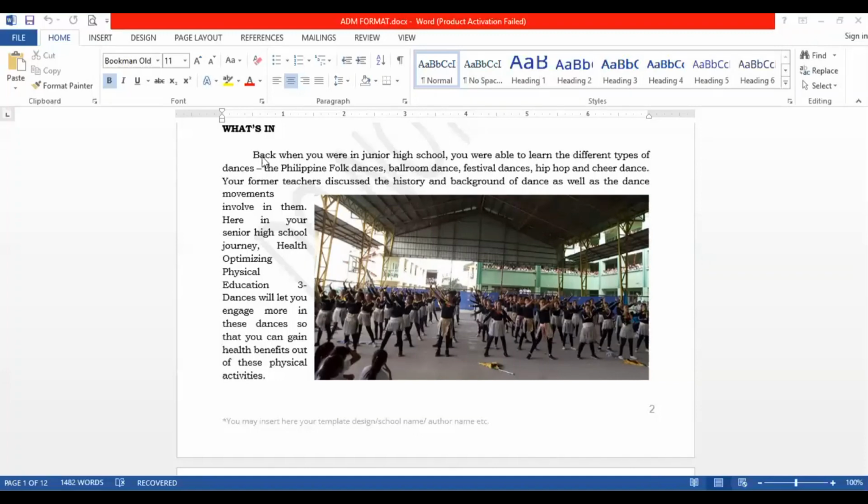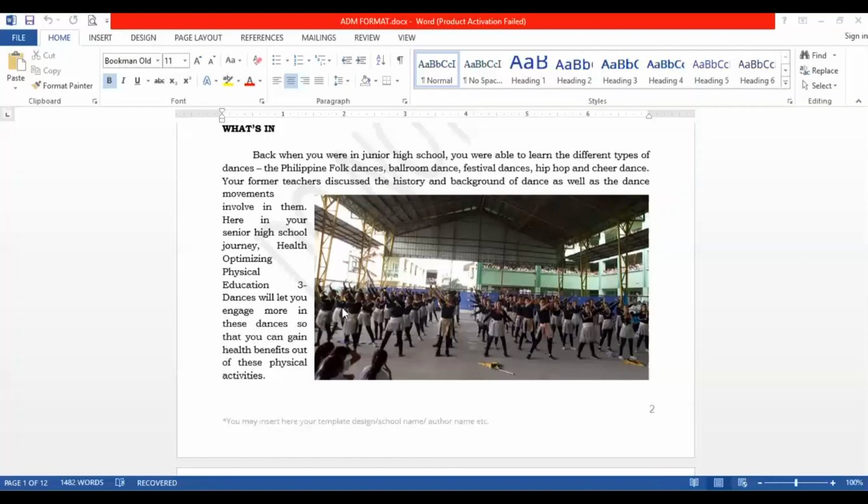Look, back when you were in junior high school, you were able to learn the different types of dances. The Philippine folk dances, ballroom dance, festival dances, hip-hop, and cheer dance. Your former teachers discussed the history and background of dance, as well as the dance movements involved in them. Here in your senior high school journey, Health Optimizing Physical Education 3 dances will let you engage more in these dances so that you can gain health benefits out of these physical activities.